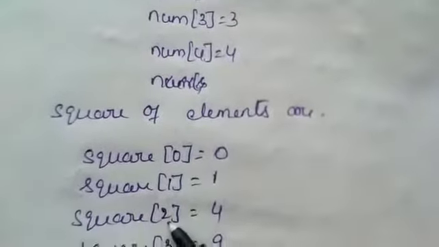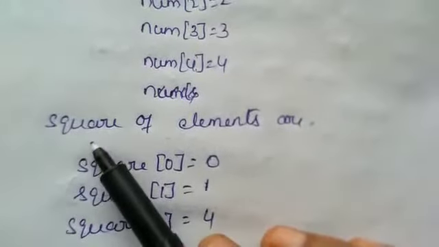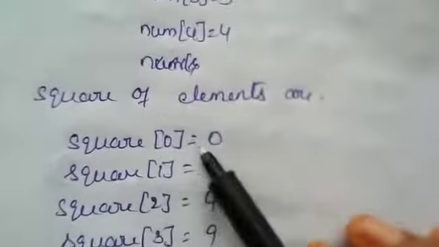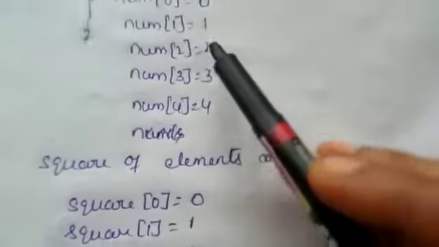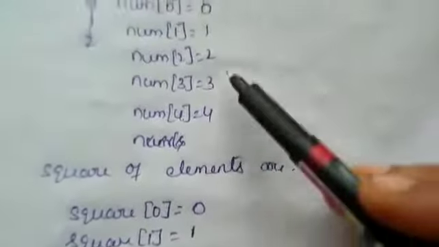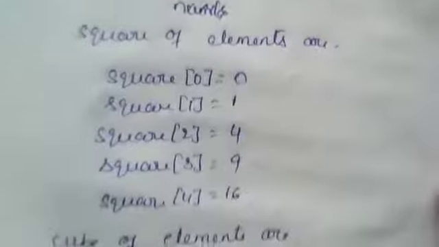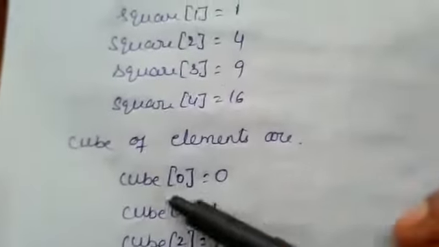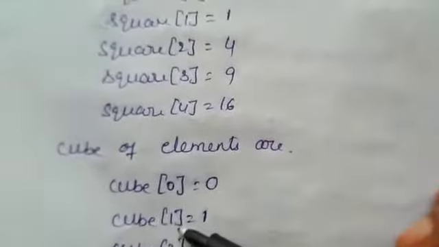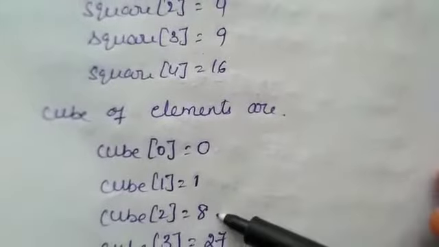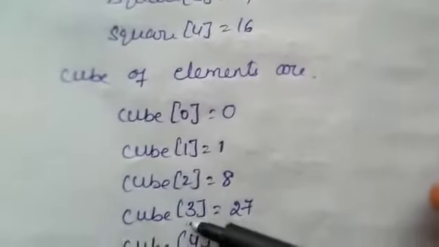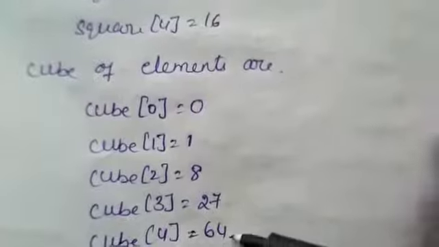After that you have to find the square of the elements. We have done the square of the elements. Square of the elements are: square of 0 is equals to 0, square of 1 is equals to 1, because 1 square is 1. Next 2 square is 4, 3 square is 9, 4 square is 16. Okay. Next we have to find the cube of the elements. Cube of 0 is equals to 0. Cube of 1 is equals to 1. Cube of 2 is equals to 8, because 2 cube is 8. 3 cube is 27. 4 cube is 64.